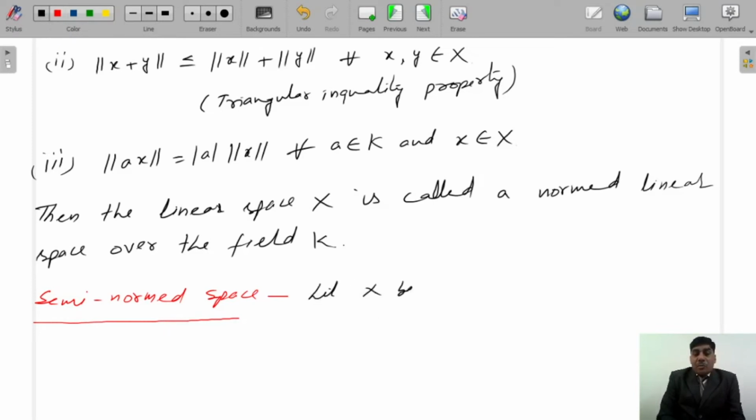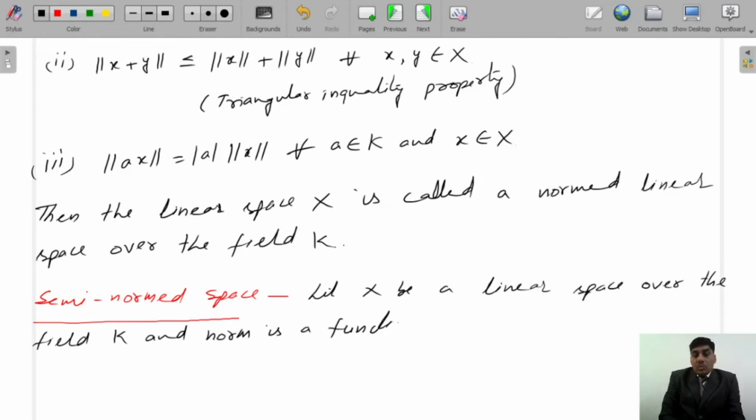Let capital X be a linear space over the field capital K, and a norm is a function from X to R satisfying the following properties.